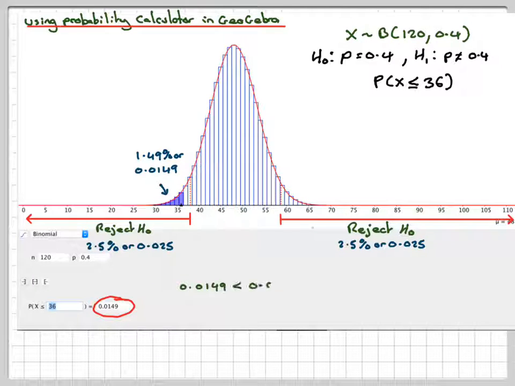And again, we get the same conclusion. 0.0149 is less than 0.025. Reject H0. However, we cannot use this in an exam. We have to use the method indicated for the S2 exam. Okay, I hope you've understood this, and I thank you very much for watching.